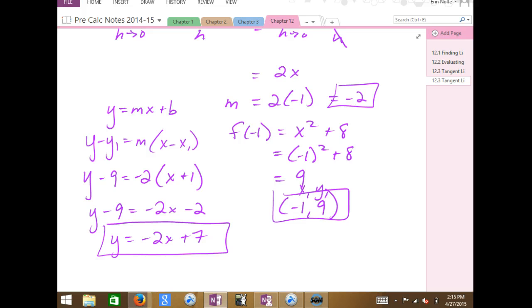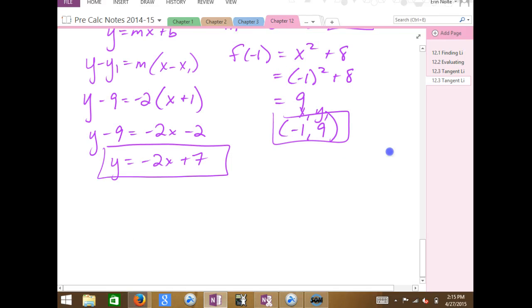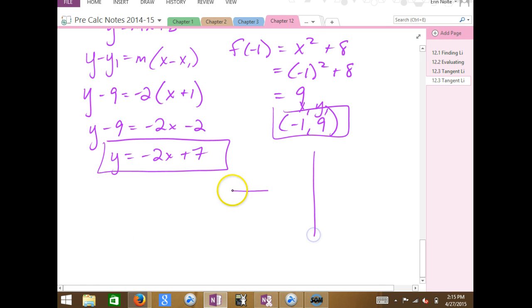Everybody good there? So what are you trying to find? That's the equation of the tangent line. Graphically, if the original function was something like this, and x equals negative 1 is somewhere here, then this line would look something like that. And the equation to that line is y equals negative 2x plus 7. Why is that?